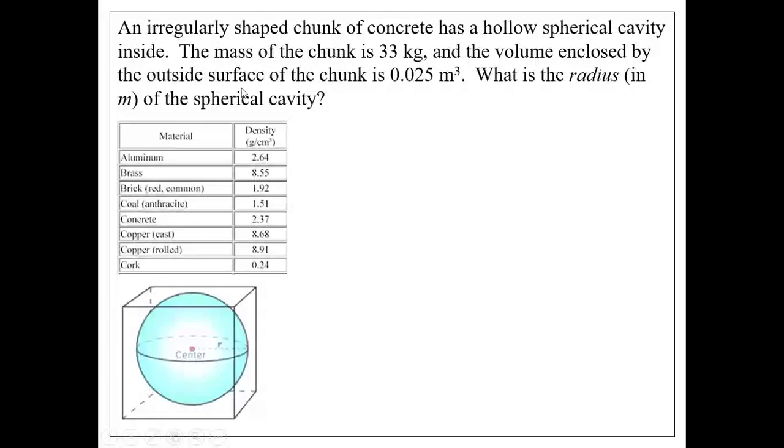In this video, I'll help you figure out a couple different problems involving density and volume and radius and stuff like that. Here it says an irregular shaped chunk of concrete has a hollow spherical cavity inside. The mass of the chunk of concrete itself is 33 kilograms. The volume enclosed by the outside surface of this chunk of concrete is 0.025 meters cubed. And it wants us to find the radius of the spherical cavity in units of meters.